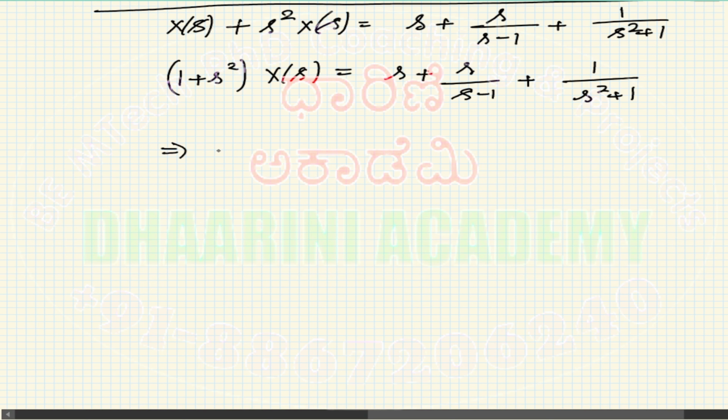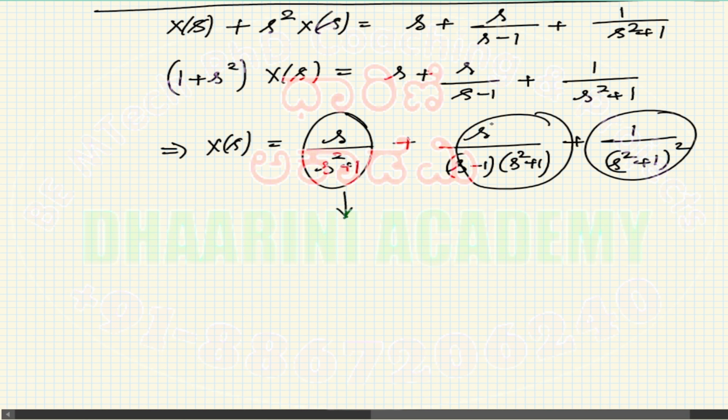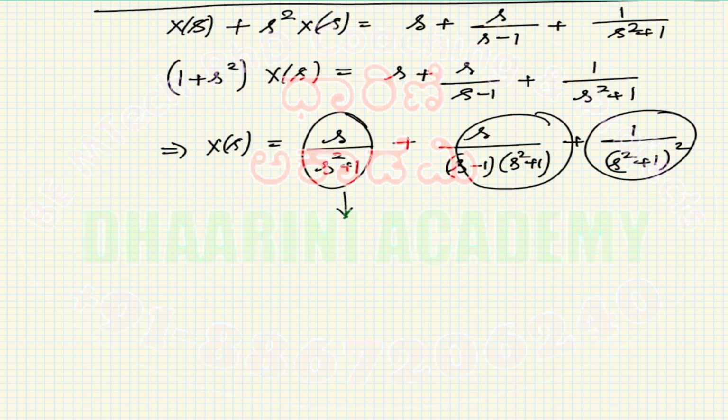So this implies x of s is equal to s by s square plus 1 as the first term, plus the second term s by s minus 1 into s square plus 1, and the last term is 1 divided by s square plus 1 the whole square, right? Every term gets divided by s square plus 1. So now if you want to go for the inverse Laplace, separately you can take the Laplace inverse of this one, this one, and this one. Three terms separately we'll take, and then we'll write the answers all together.